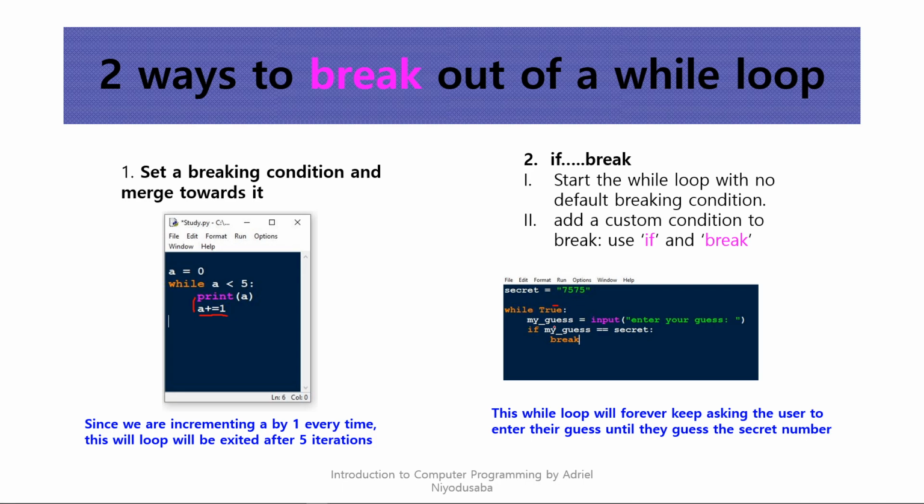Basically, in this example I had a secret number and I want to create a program that asks a user to guess the secret number, and I want them to keep guessing until they get it right. So I have my secret number and I ask a user to enter a number, and I say if my guess, which the user just gave me, is equal to secret, then break. This break will break the while loop which is closest to it in indentation.